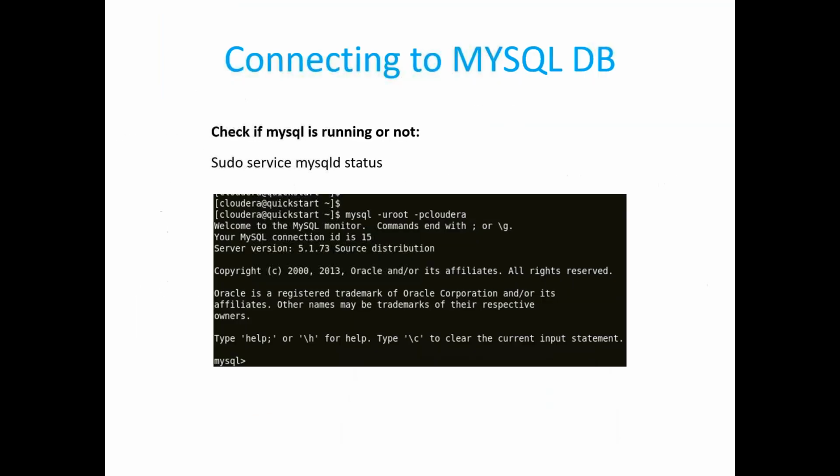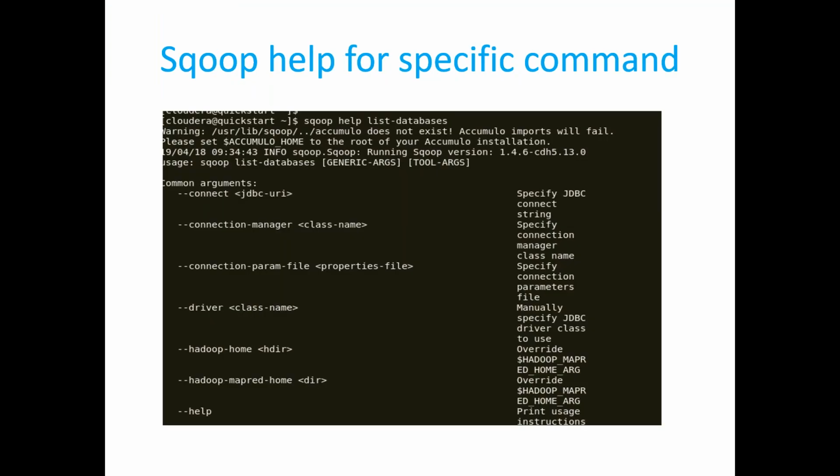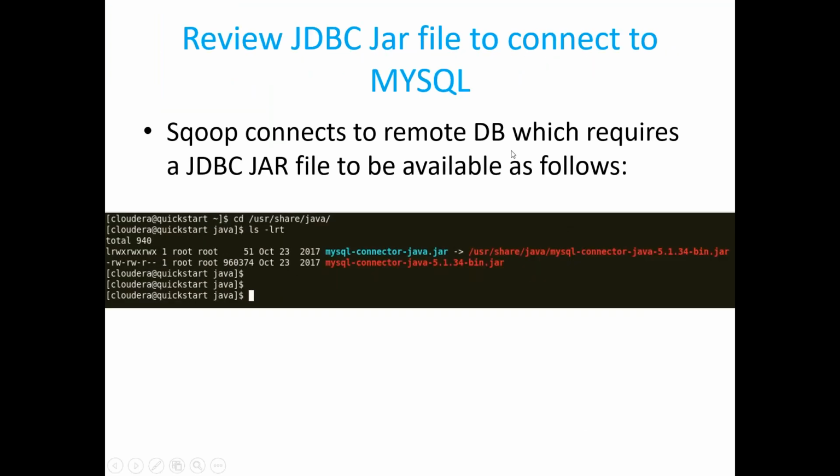So one important point which I want to talk about now is with respect to JDBC. What is JDBC? JDBC stands for Java Database Connectivity. As I told, even though we're going to run Sqoop commands, internally it is Java code which is going to connect to the database such as MySQL. So we have to have the JDBC jar file available. Sqoop connects to the remote database such as MySQL, and it requires a JDBC jar file to be available.